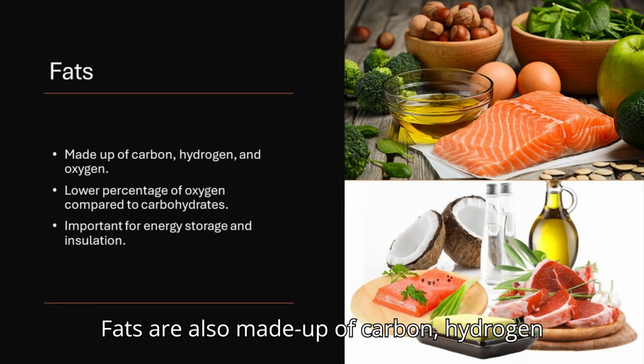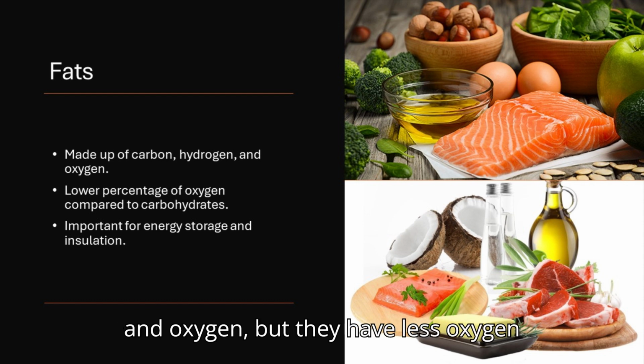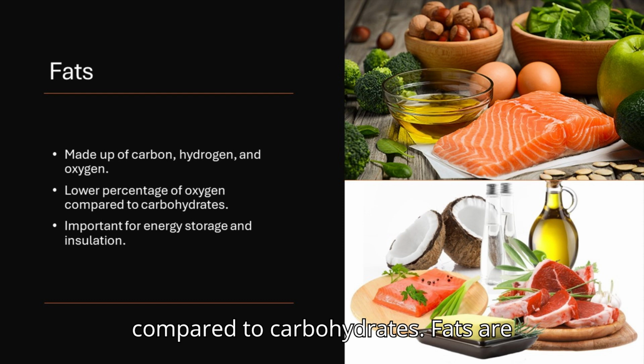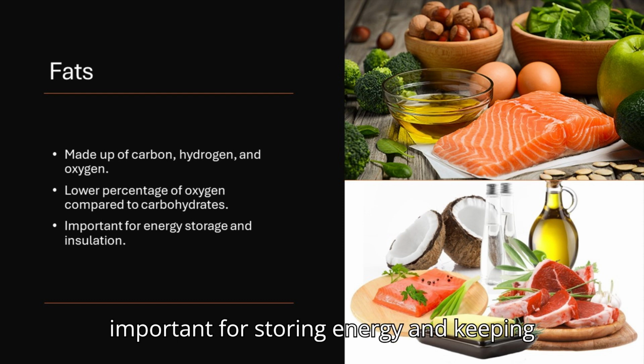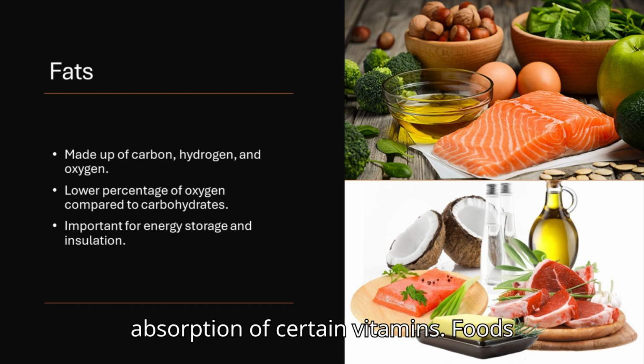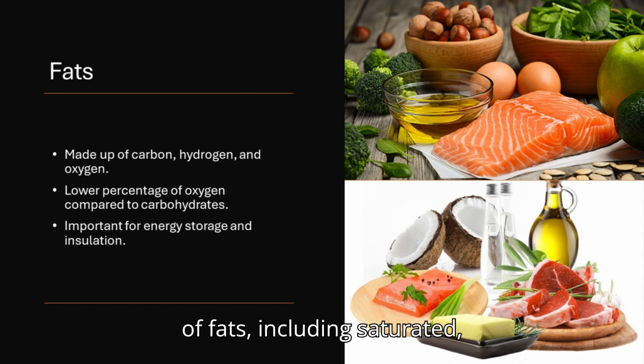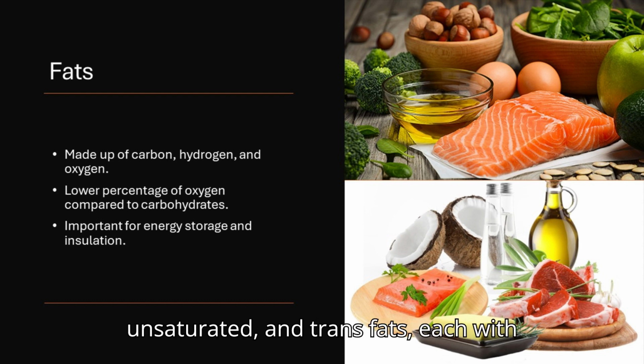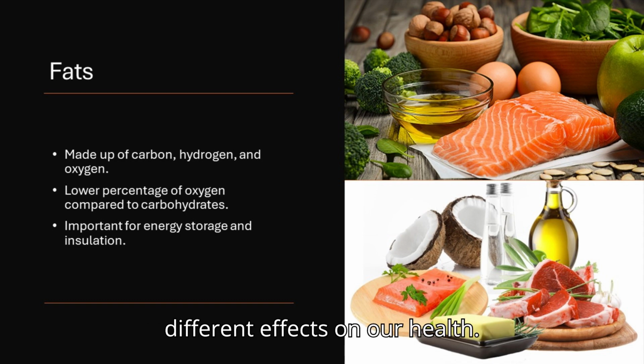Fats are also made up of carbon, hydrogen, and oxygen, but they have less oxygen compared to carbohydrates. Fats are important for storing energy and keeping us warm. They also help protect our organs and are essential for the absorption of certain vitamins. Foods like avocado, nuts, butter, and oils contain fats. There are different types of fats, including saturated, unsaturated, and trans fats, each with different effects on our health.